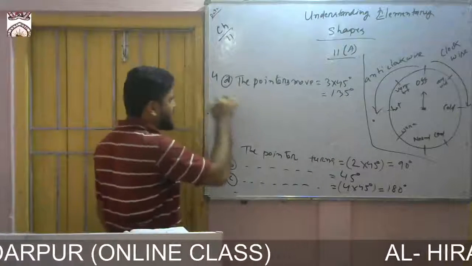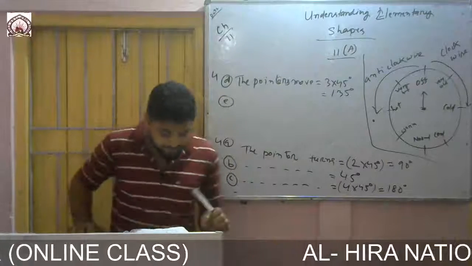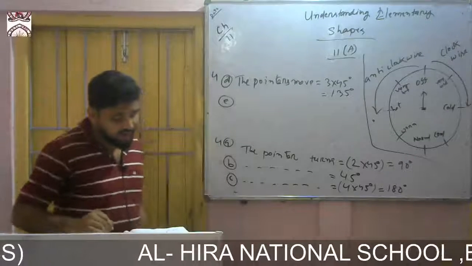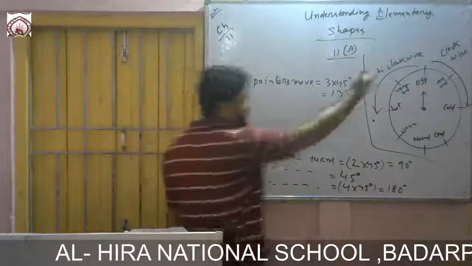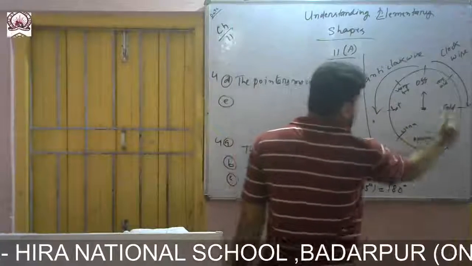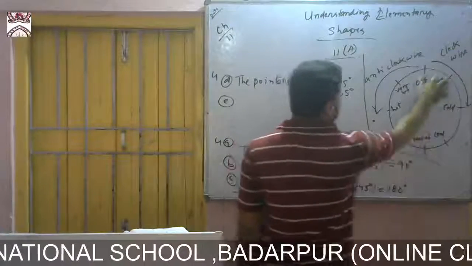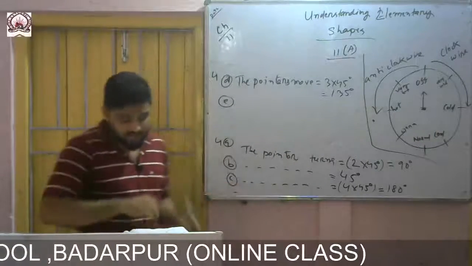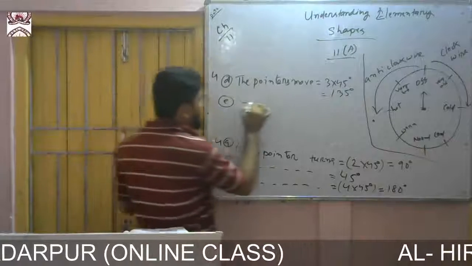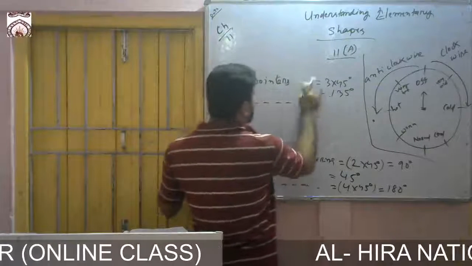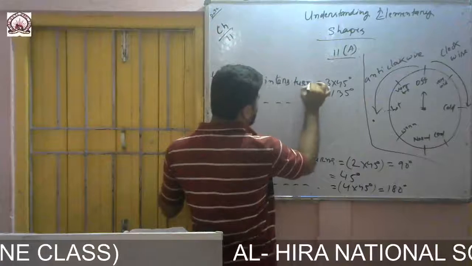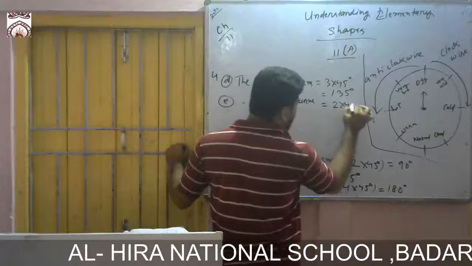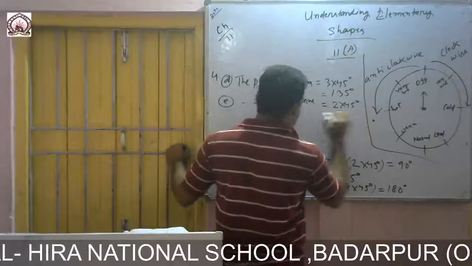Now come to E. E, what is there? Anti-clockwise from very cold to very hot. So 1, 2. Only 2 markings. So it will be 90 degrees. The pointer turns, you write. Turns 2 into 45 degrees. It is 90 degrees.